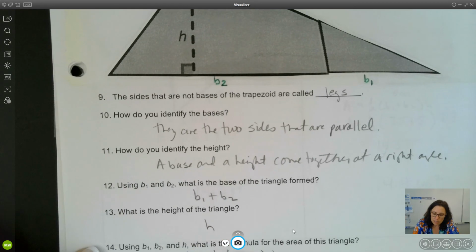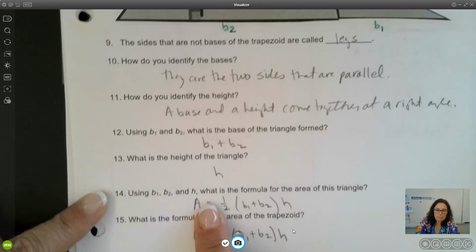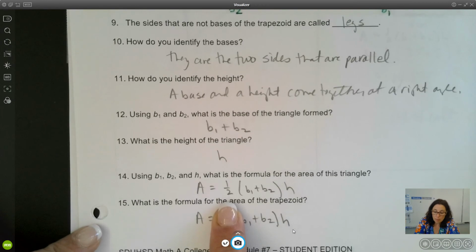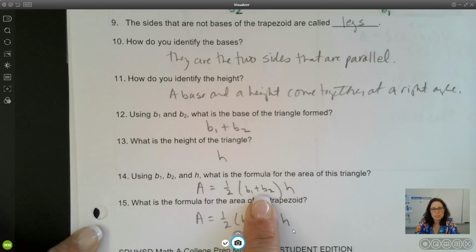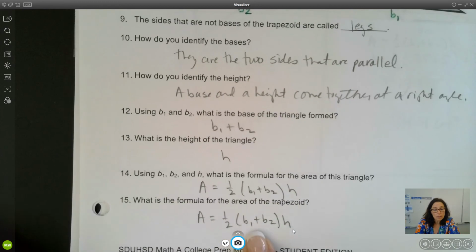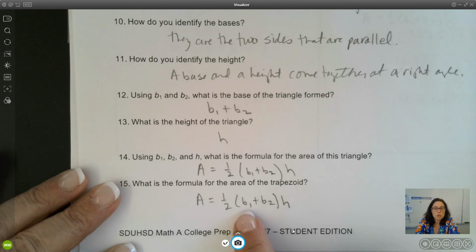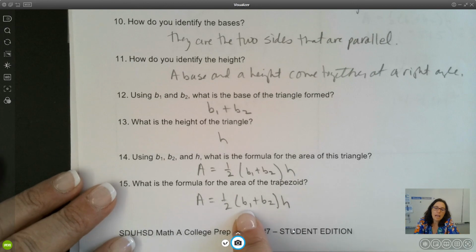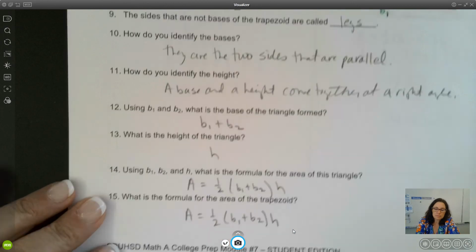And then the formula for the area of this triangle. Area is a half. The base this time is B1 plus B2, times H. So that's your formula. The formula for the area of a trapezoid is a half, add the bases together, times the height.